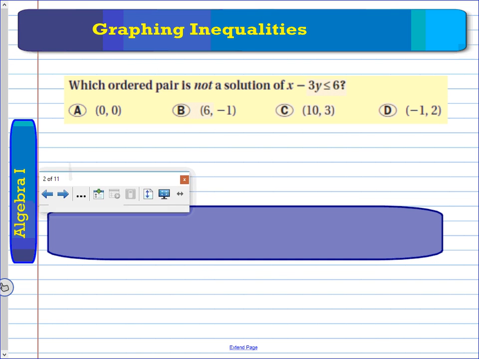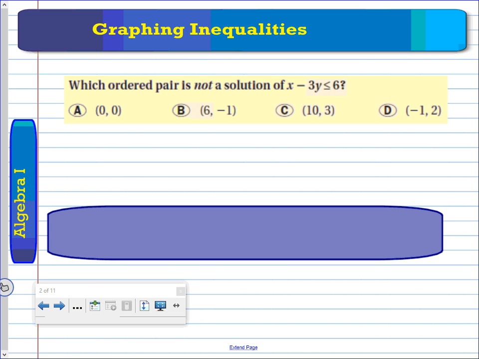Okay, so I want you to take a second and look at this and decide which ordered pair is not a solution of x minus 3y is less than or equal to 6. There are 4 ordered pairs to choose from. You're just going to plug those in and work it out. If it's a true statement, it's a solution. If you end up with a false statement, like 2 is greater than 7, then that is not a solution. So take a second, pause the video, and try those real quick.